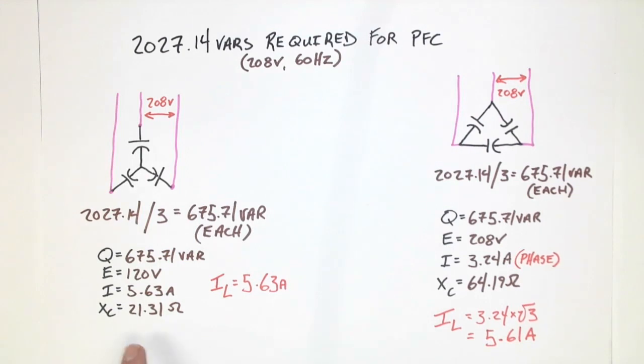So let's take it that step further and determine what the microfarad rating will be for each of these individual capacitors. That microfarad rating is going to require our XC ohm value, which is different for each one of these different configurations.